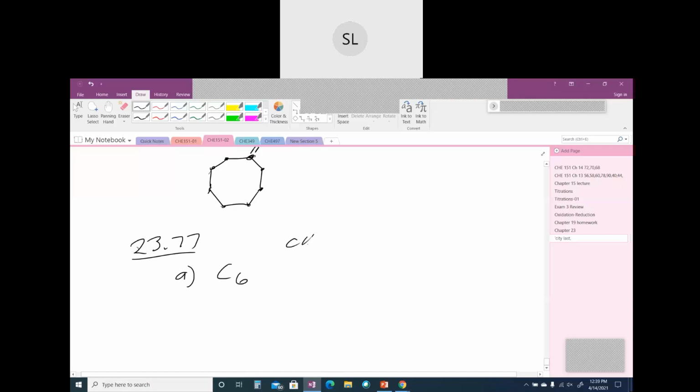Now let's write what it says. CH3, and then CH. More specific here, CH, that goes this way. Double bond, CH, that goes this way. And then CH2, CH2, and CH3.